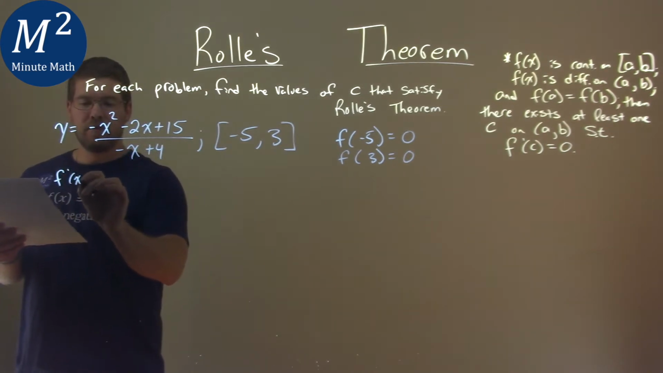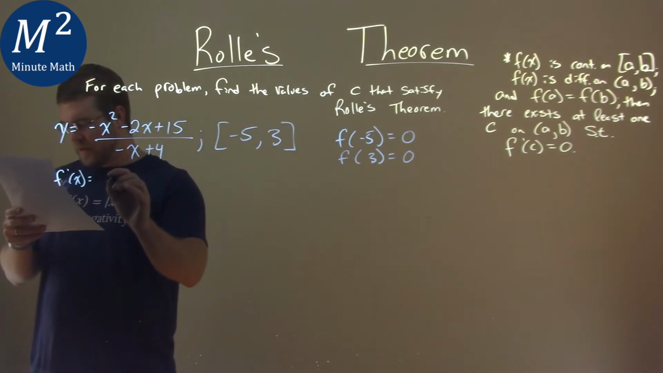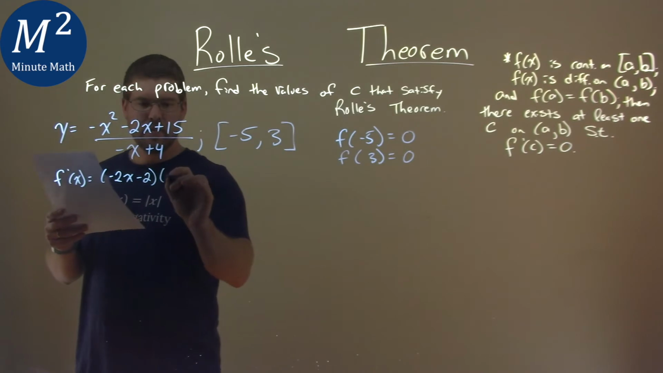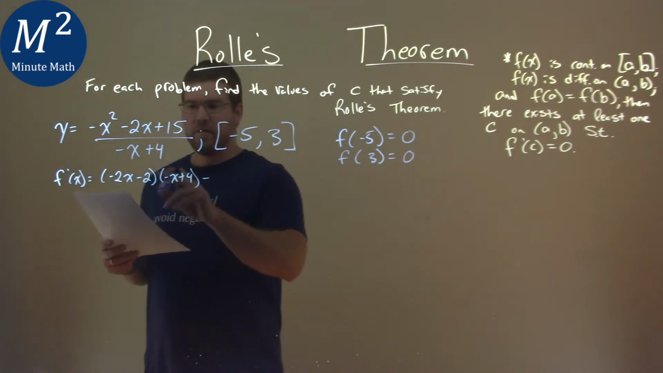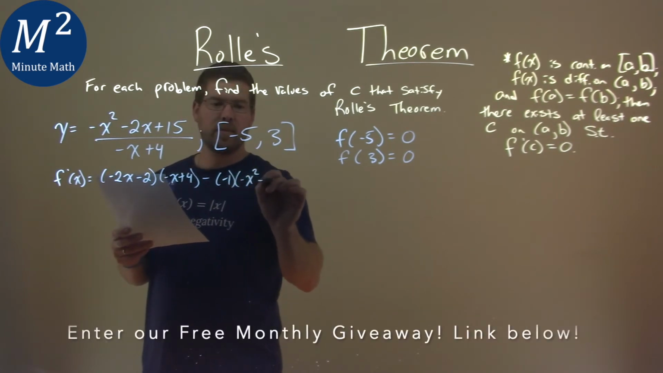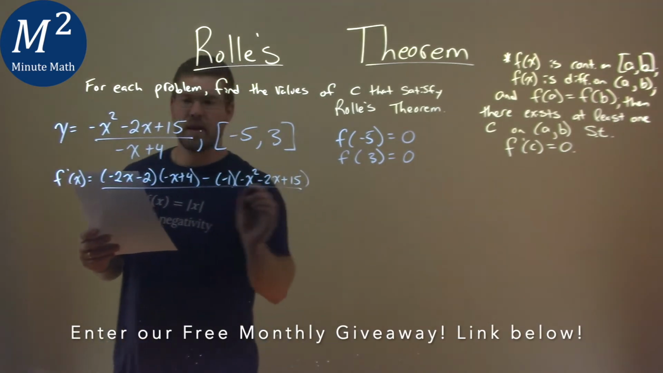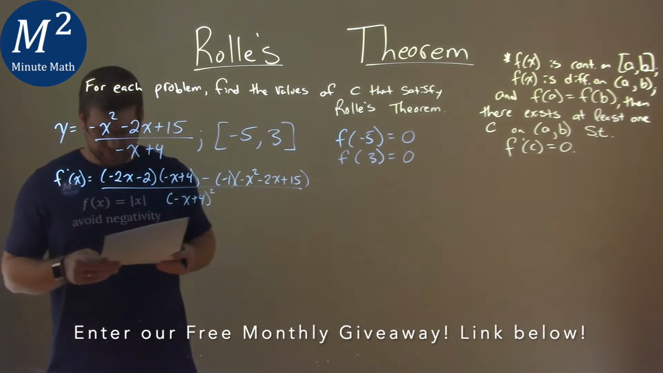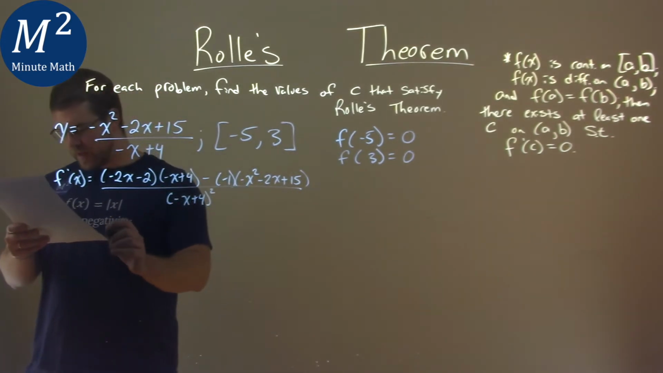f prime of x, let's use our good old quotient rule here, derivative of the top. We have -2x minus 2 times the bottom, -x plus 4, minus derivative of the denominator, -1 times the top part, -x squared minus 2x plus 15, all over the denominator squared, -x plus 4 squared. Now from here, we're going to simplify this out.